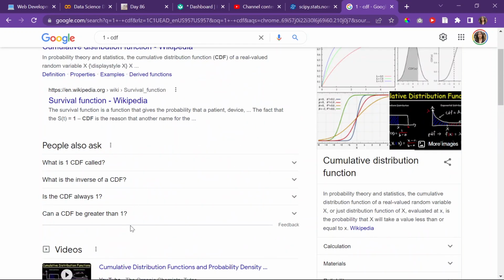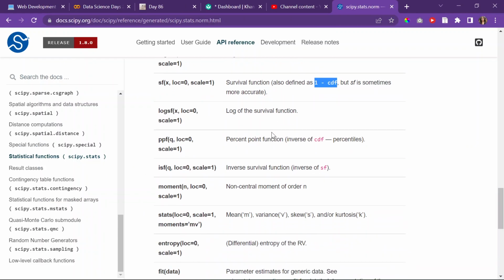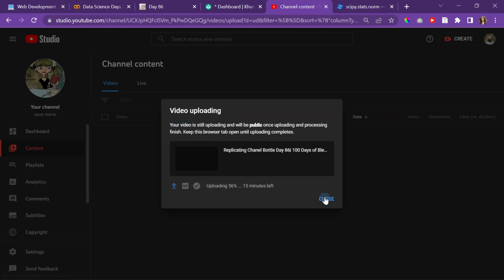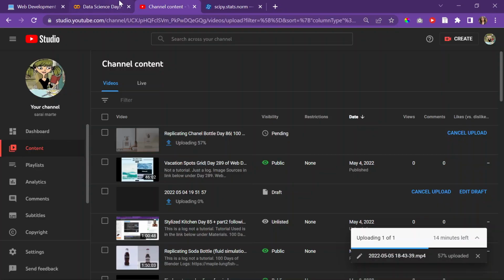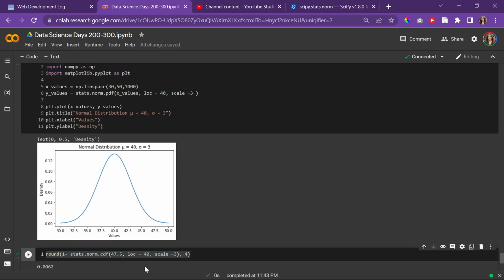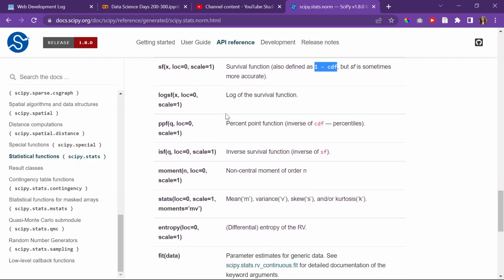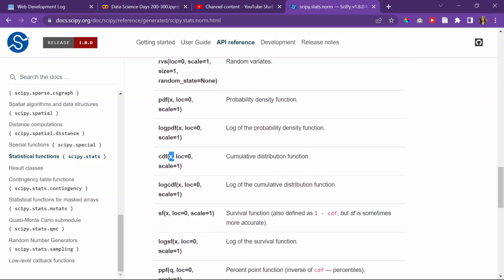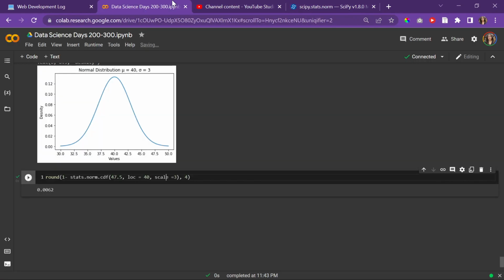But like, when? Why does nobody talk about 1 minus CDF? Where was I? No, that's not it. Maybe I put the numbers in wrong. So for CDF, it's X, right? The value, locations. Oh yeah, I did it right. So what's the issue?